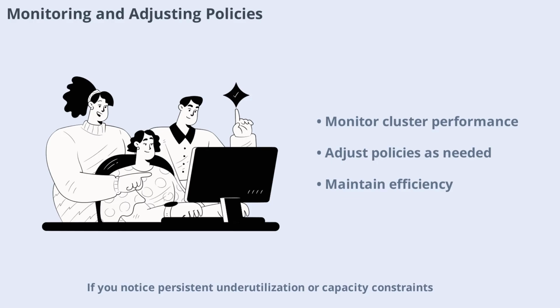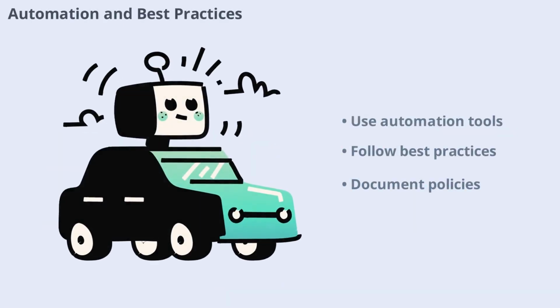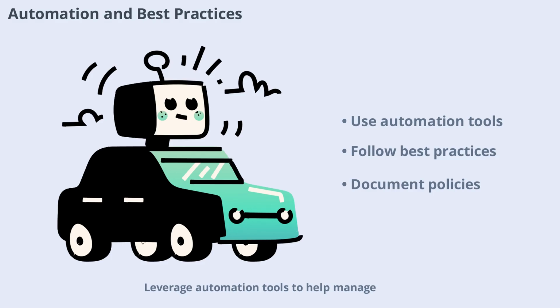If you notice persistent underutilization or capacity constraints, it may be time to revisit your policy choice or VM reservation settings. Ongoing monitoring is key to maintaining both high availability and efficient resource use. Leverage automation tools to help manage admission control policies and VM reservations.